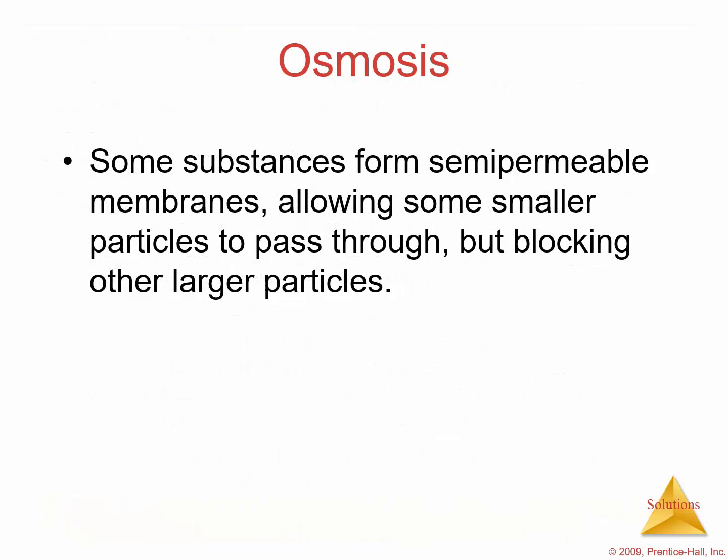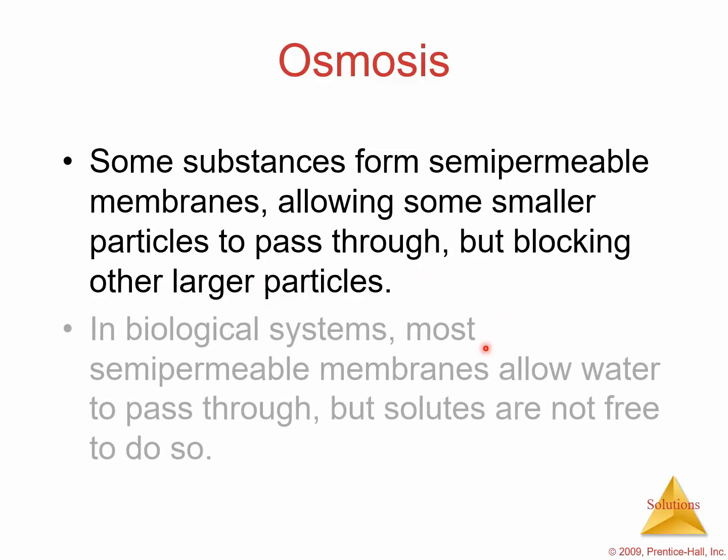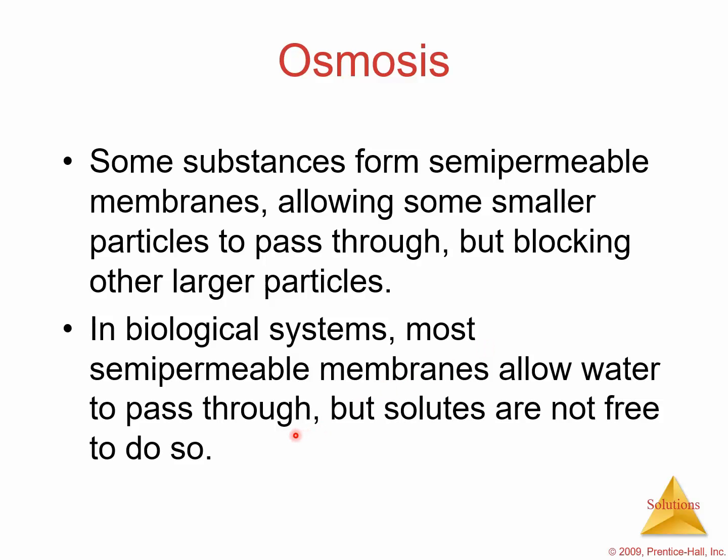Now we come to the final topic in this chapter, called osmosis. Some substances form semi-permeable membranes, allowing some smaller particles to pass through, but blocking larger particles. Now in biological systems, most semi-permeable membranes allow water to pass through, but solutes are not free to do so, and they also block larger molecules or ions. This selectivity gives rise to some interesting and important applications.